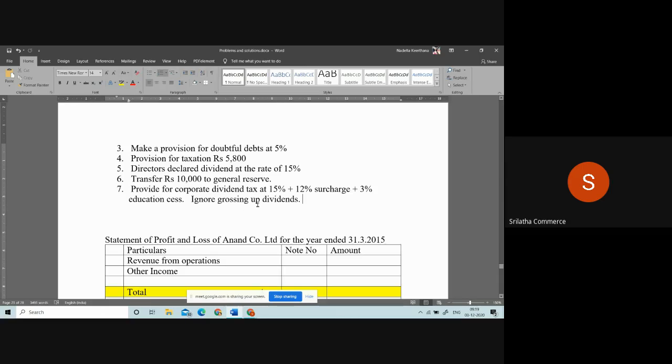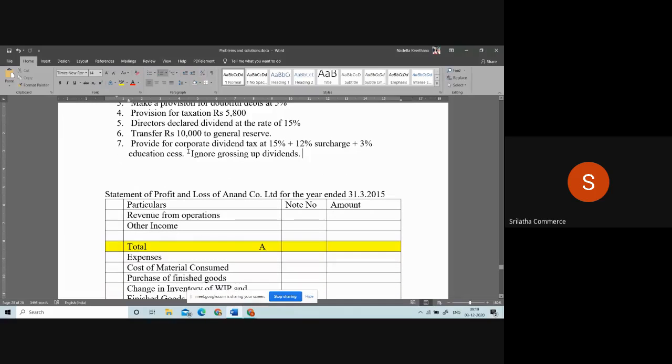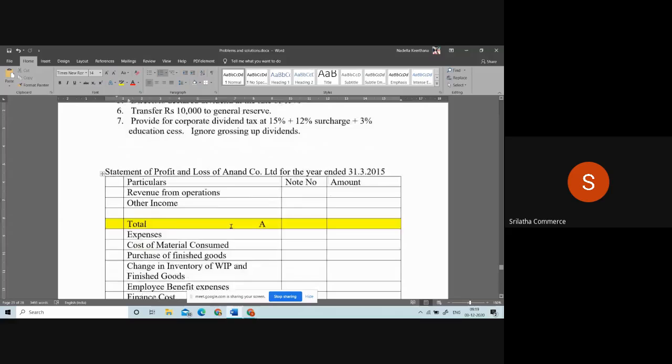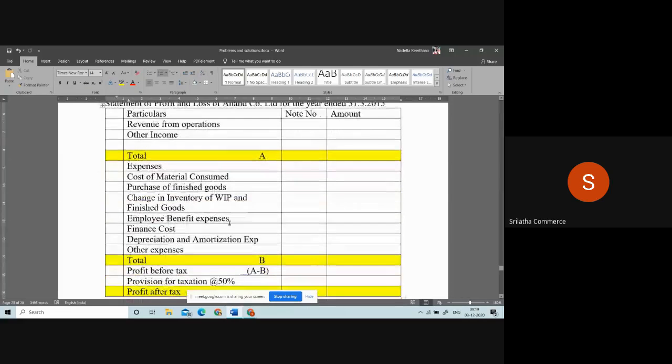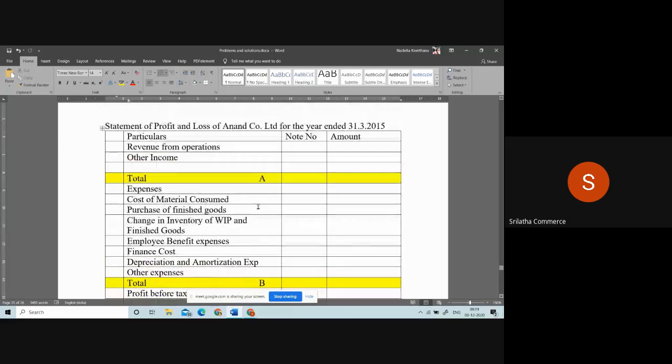When they say ignore, whatever dividends you are paying, we assume that they are gross dividends, and on that we calculate the corporate dividend tax at the rate of 15% plus 12% plus 3%. In the previous class, where we did short problems on corporate dividend tax, I think you are all well versed with the calculation of corporate dividend tax. Clear? Now, this is the format of the statement of profit and loss.